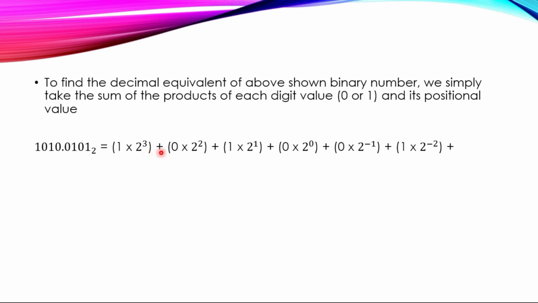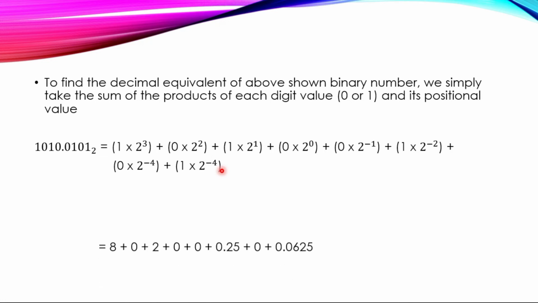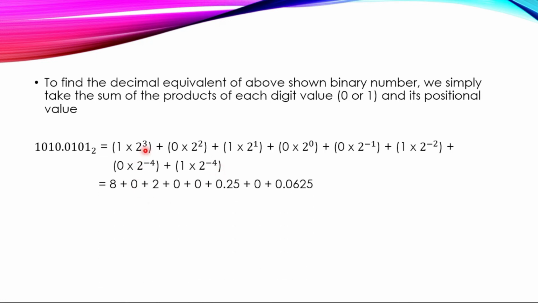This is equal to 1 into 2 raised to 3, plus 0 into 2 raised to 2, plus 1 into 2 raised to 1, and so on, until you get 1 into 2 raised to minus 4. Now 2 raised to 3 is 8, so 1 into 8 is 8. Plus anything multiplied by 0, you will get 0. Plus 2 raised to 1; 2 raised to 1 is 2, and 1 into 2 is 2. Plus anything multiplied by 0 is 0.